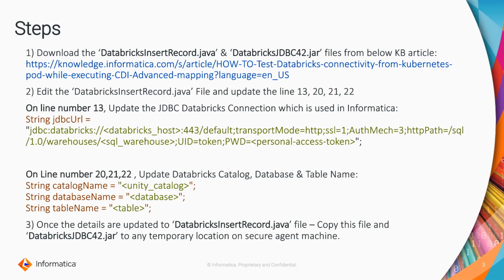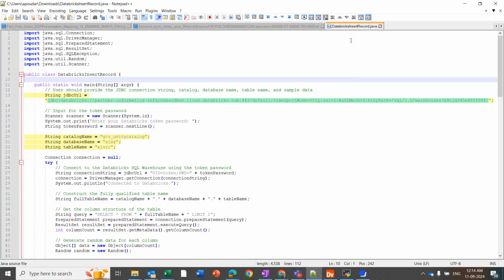Once the details are updated in the DatabricksInsertRecord.java file, copy this Java file along with the Databricks jdbc42.jar file to any temporary location on the secure agent machine. So this is my DatabricksInsertRecord.java file where I have updated the JDBC URL which is used in Informatica, and updated the catalog name, database name and the table name. AJSRC is my table where the sample data will be inserted to validate the connectivity from the Kubernetes pod.